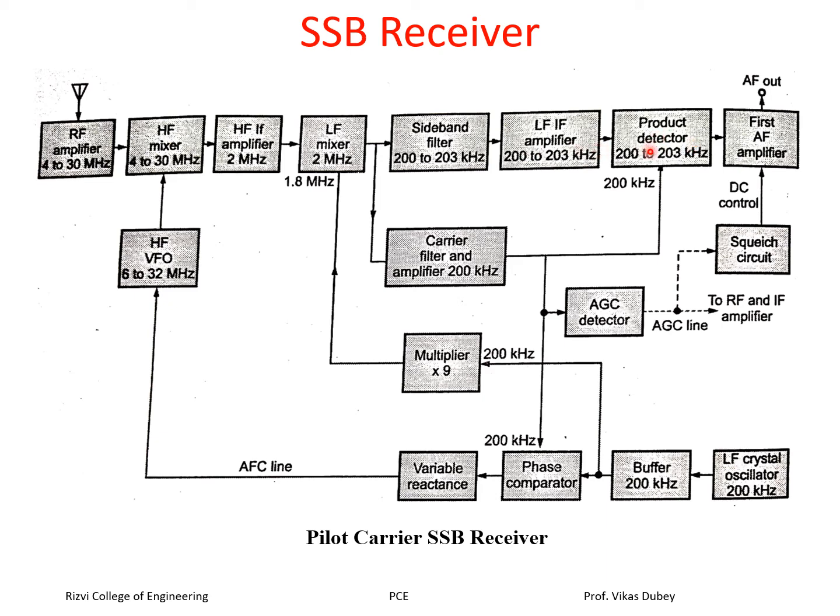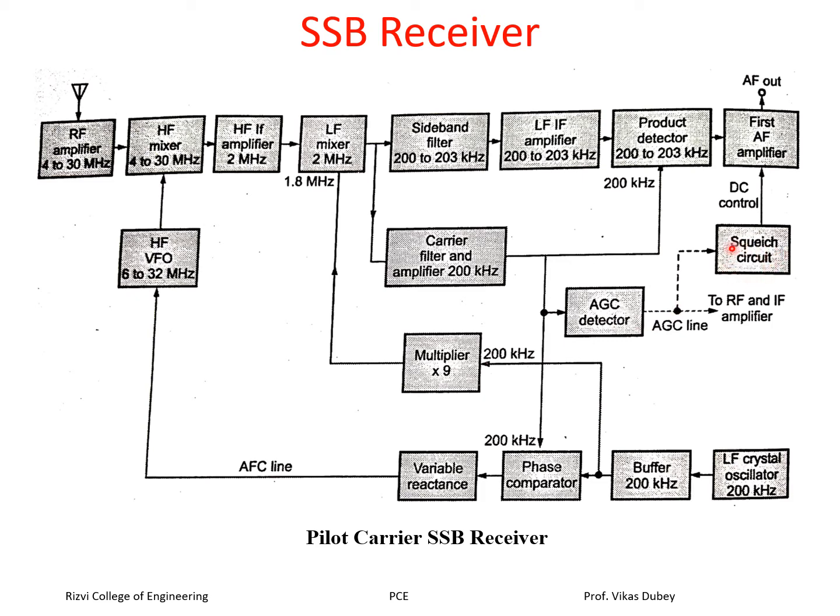The output goes to the product demodulator, where the function of demodulation is done. The first AF amplifier then amplifies the signal and gives the AF output. During this operation, the carrier filter and amplification should be there, at a frequency of 2 kilohertz. This output goes to the AGC, which detects the AGC, and this output also goes to the squelch circuit.